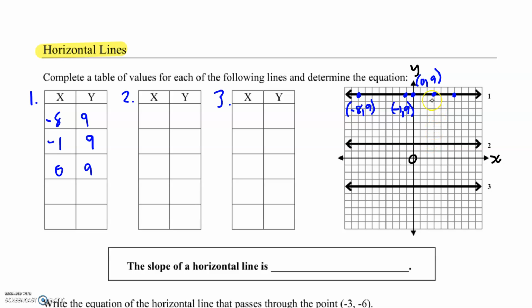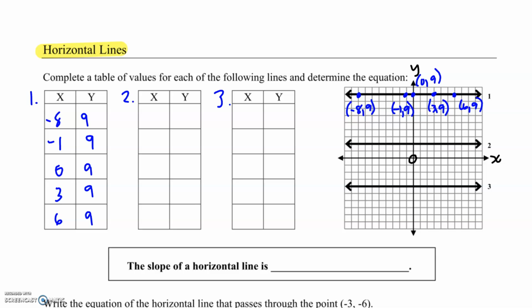And after that, we have 3, 9. And the last point I picked was 6, 9. Okay, and we'll put that in the table. So they asked us to complete the table of values for each and then determine the equation. So you can see that we have a y value of 9 all the way down.